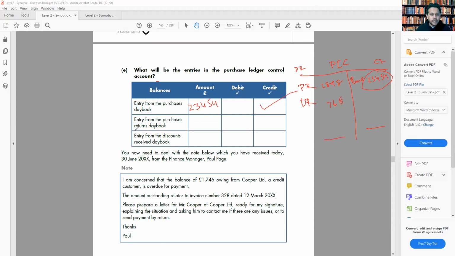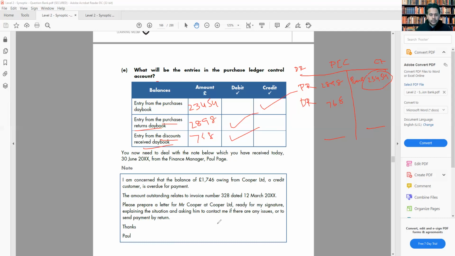Entry from the purchase return day book, that will come to the debit side because that will reduce my liability, 2898. And a discount received. If I receive a discount, I'm going to pay less money, so that will also reduce my liability. That's also debit.